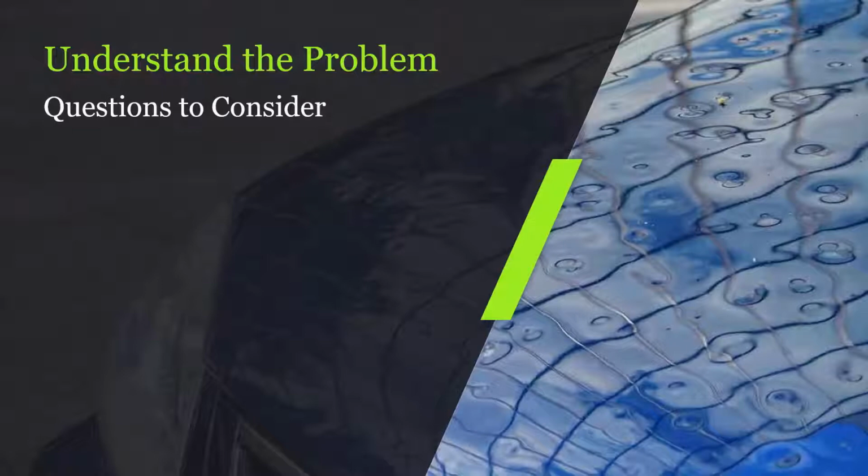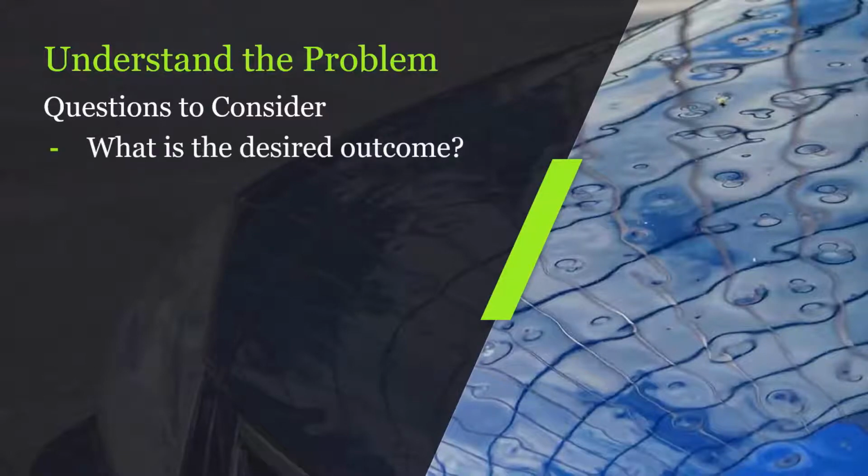So in order to understand the problem, we want to consider a couple questions. The first question we want to consider is, what is the desired outcome? What does the result look like? What does the solution look like? So let's take, for a working example for the rest of this video, a car. So imagine you keep seeing these new dents created in your vehicle. So what is the desired outcome of this problem if you were to develop a solution to it? It's no more new dents in your car.